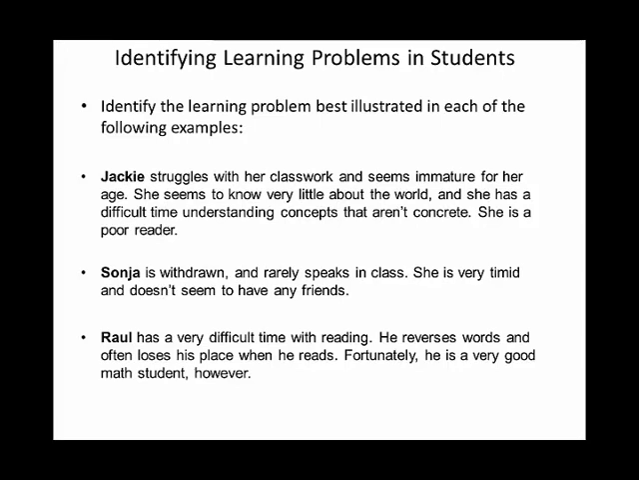Let's take a look at the next one. Sonia is withdrawn and rarely speaks in class. She is very timid and doesn't seem to have any friends. So which exceptionality best categorizes the exceptionality that Sonia has?